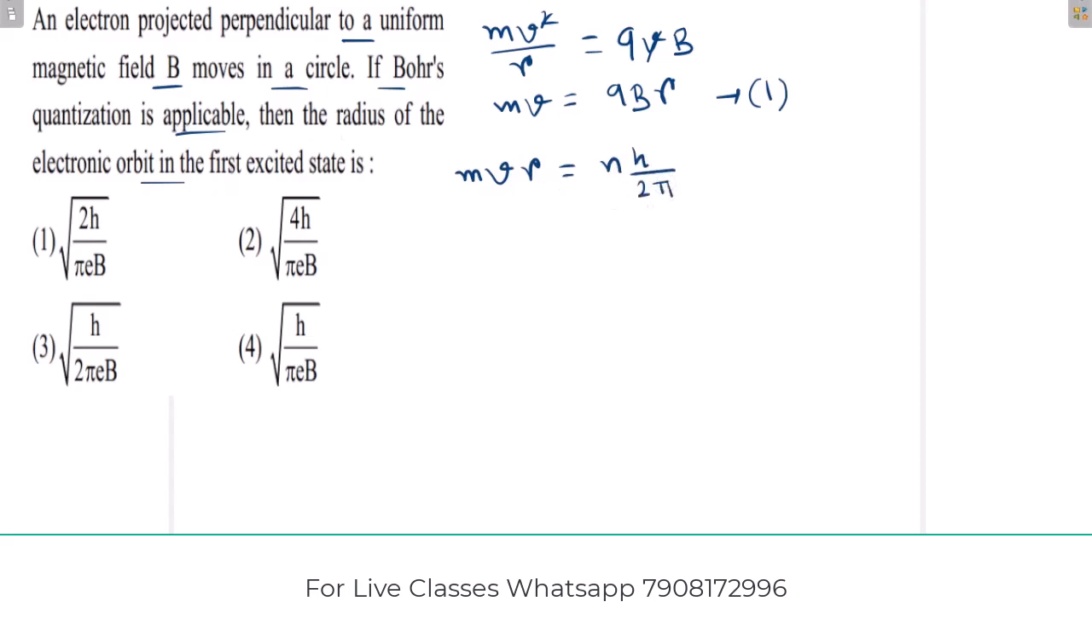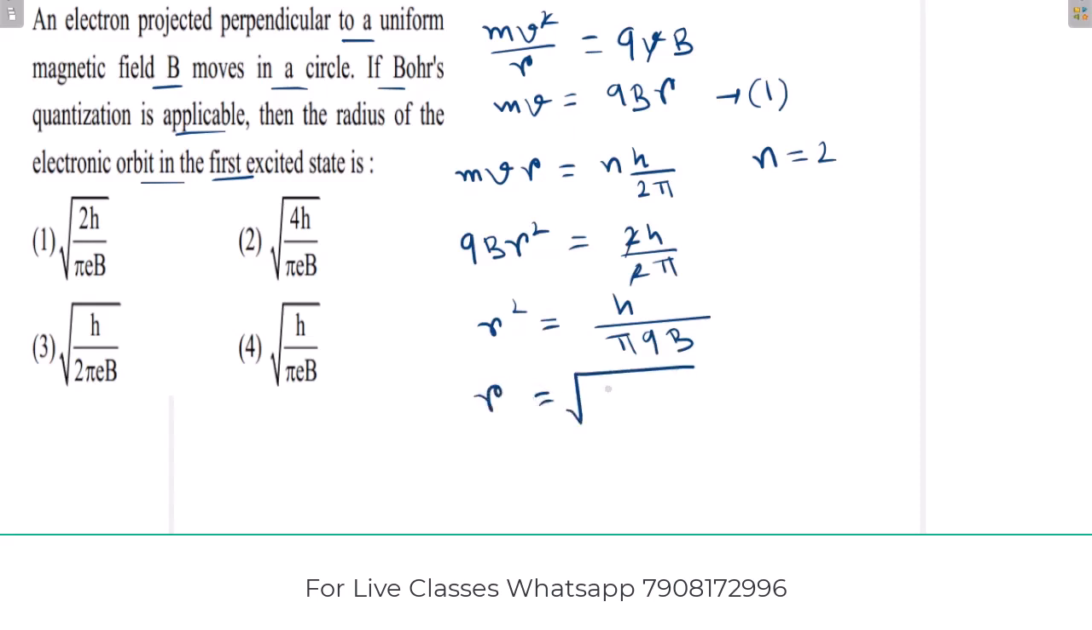So here we have to calculate the radius in the first excited state. So first excited state, that is n = 2. For the ground state n = 1, first excited state n = 2. And mv is qBr. So put the value of mv, that is qBr, into mvr, that is qBr², which is equal to n = 2, that is 2h divided by 2π. So 2 cancels. So r² is equal to h divided by πqB.